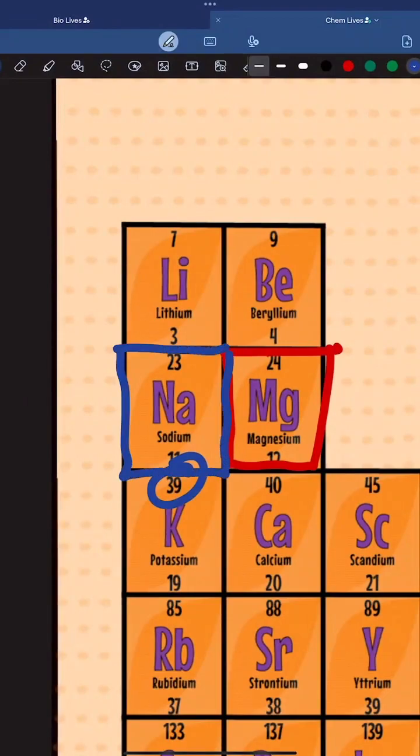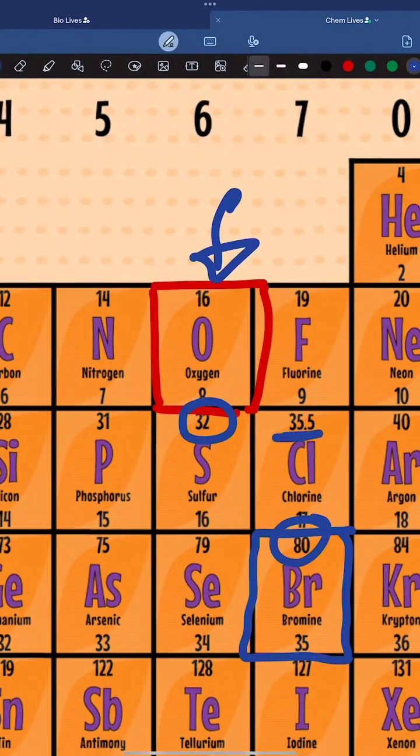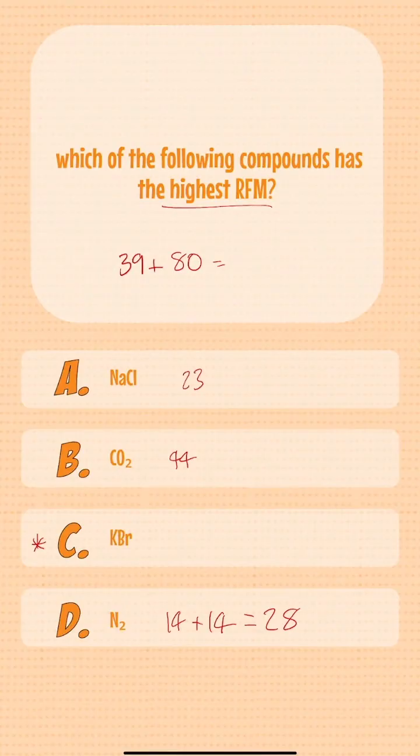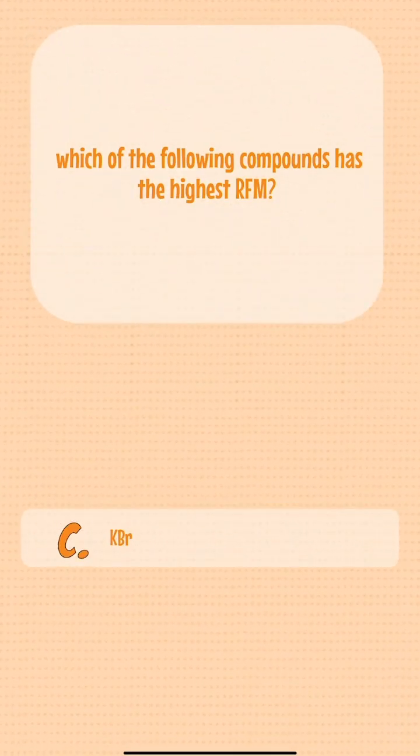So Na is up here. Na is 23 and Cl is 35.5. So 23 plus 35.5, and then down here we had 39 plus 80. So out of all of these ones, what do you guys think the answer will be? C. So people are picking C, and C is correct. Yes, well done guys. That is the one with the highest Mr.